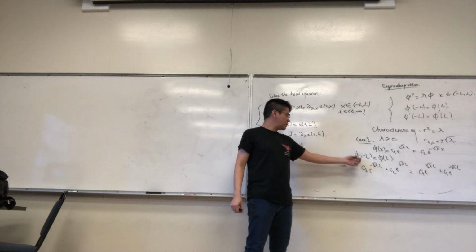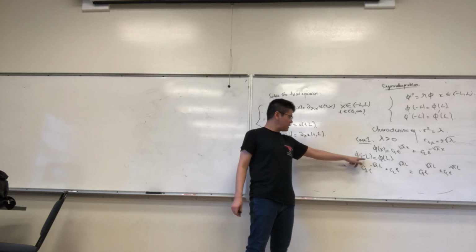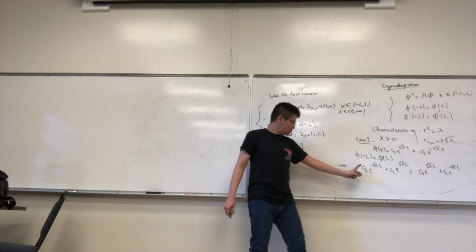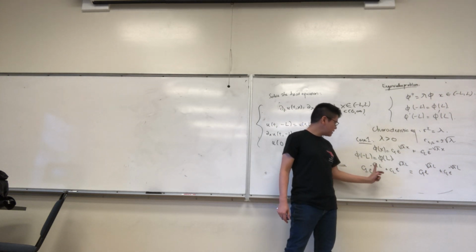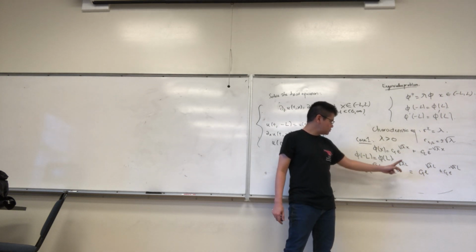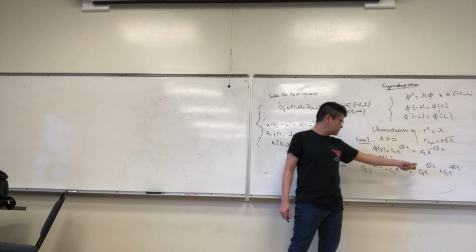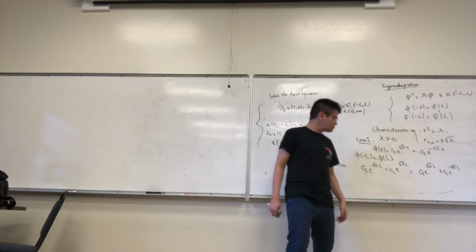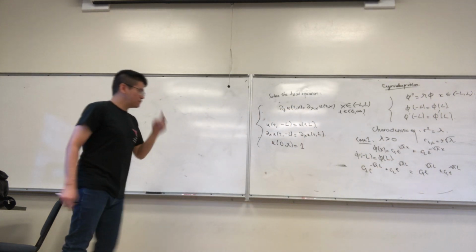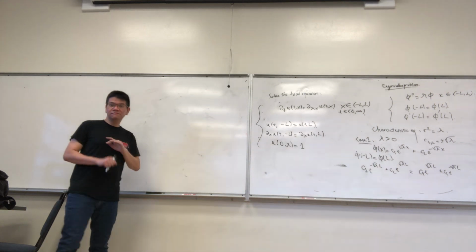So I have to plug in minus L and L, so phi of minus L is phi of L. So which means that here I have C1 e to the square root of minus lambda L plus C2 e to the square root of lambda L is C1 e to the square root of lambda L plus C2 e to the square root of lambda L. Right? What is the next step?